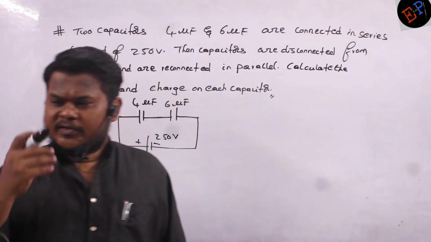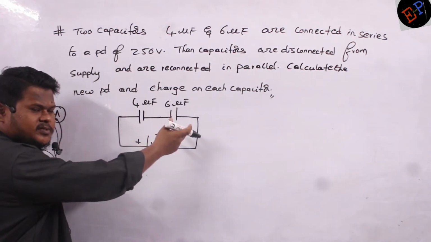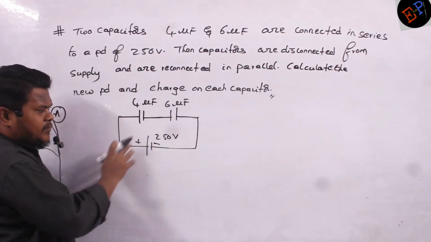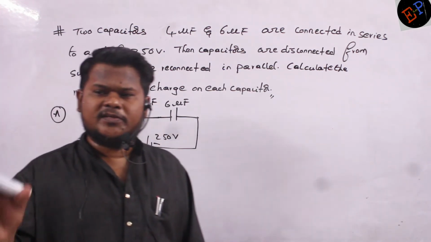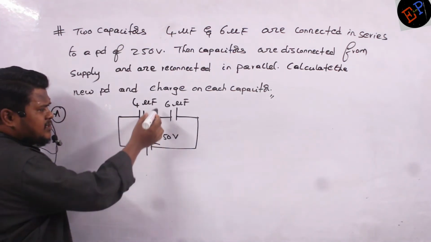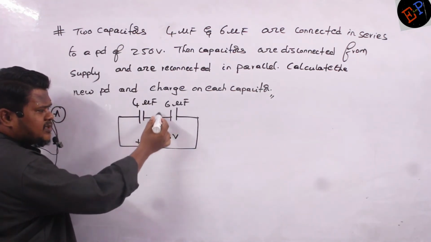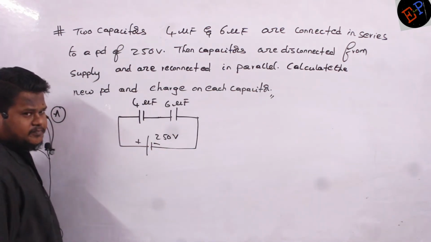And they are connected in which connection? Series connection. It means the charge present on each capacitor will be the same. Potentials will be different, capacitance also will be different. Only Q is the same. Are you able to understand? Now can you say each capacitor will have how much charge and how much potential?